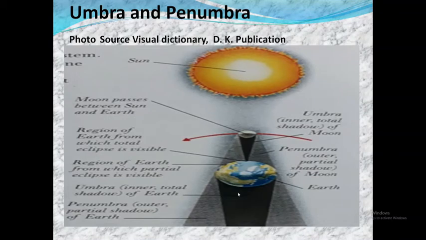This is the sun, this is the earth, and the moon is coming in between them. So this part, because sunlight is interrupted by the moon, is appearing dark black in color, and this is called umbra. It shows total shadow, while less darkness is on both sides of the umbra, and these are called penumbra. So these less dark areas are areas of partial shadow formation.